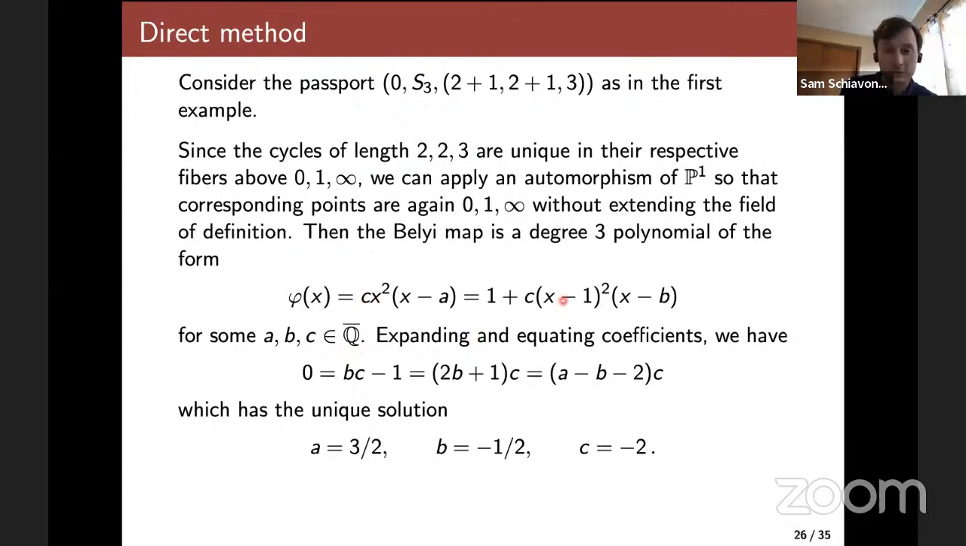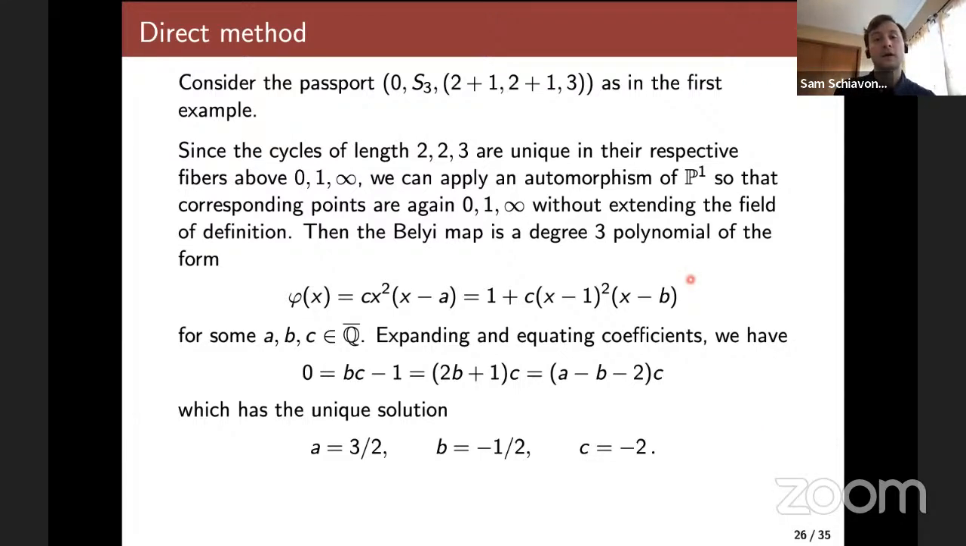So we have these 2 expressions for phi, so we can expand and equate coefficients. If we do that, we get a system of 3 polynomial equations in 3 unknowns. This system is not too hard to solve, and it has a unique solution: a equals 3 halves, b equals minus 1 half, and c equals minus 2. This gives us a slightly different equation than the one we had in the beginning, but just by a minus sign. So this was the direct method.